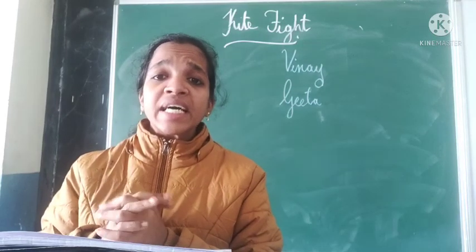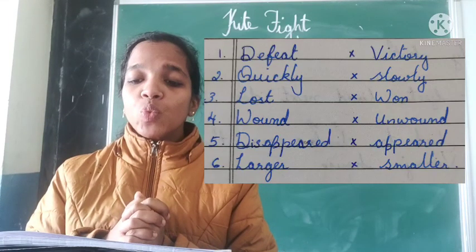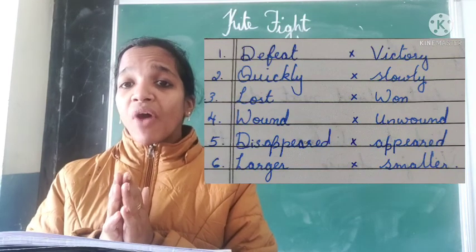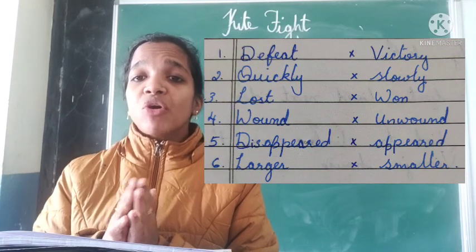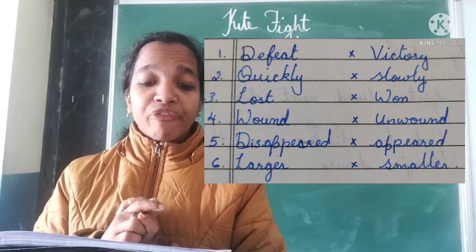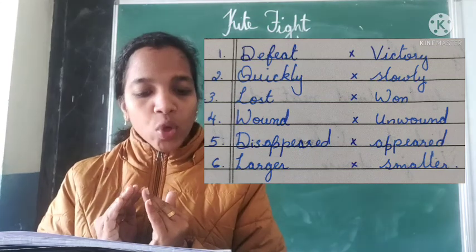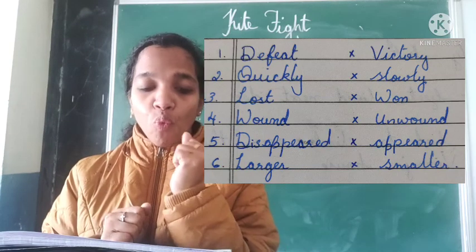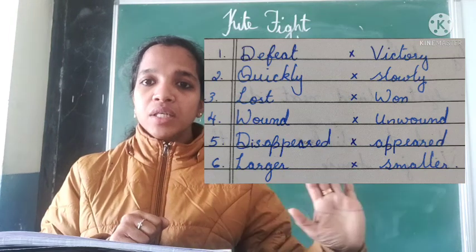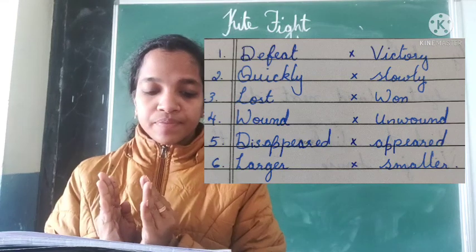Now you can look at the next exercise, opposites. Find the opposite words from the story. From where do we have to find? Yes, we have to find the opposite words of the words from the story. What is the first question? Defeat, victory. Quickly, slowly. Lost, won. Wandered, unwanted. Disappeared, appeared. Larger, smaller.